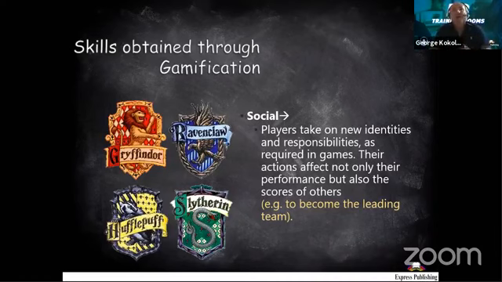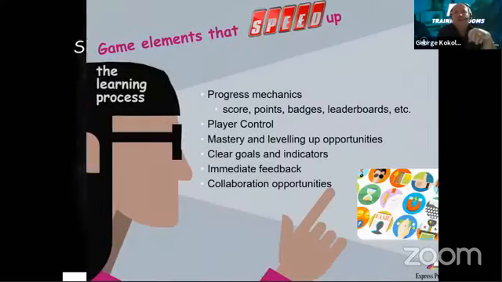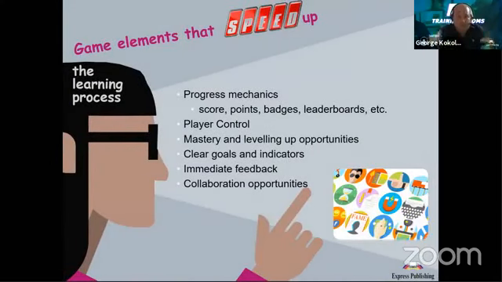And that's where you had the development of the social skills. Because when I have four different clans, it's then when the students realize that they have to take up one for the team, to have their own identities and responsibilities, and that their actions affect the rest of the team. Perfect application there through education. Now, some elements that speed up the learning process: score, points, badges, leaderboards. Any of them that you want to use can definitely spice up your classes with some gamification.